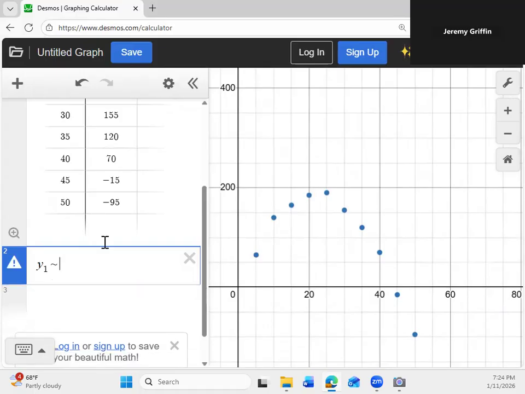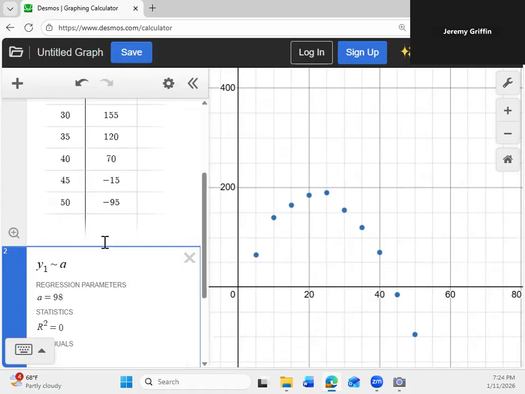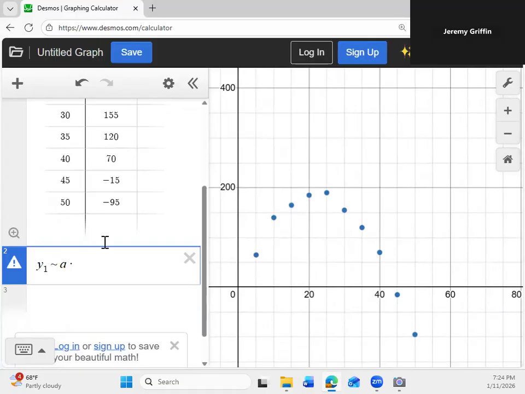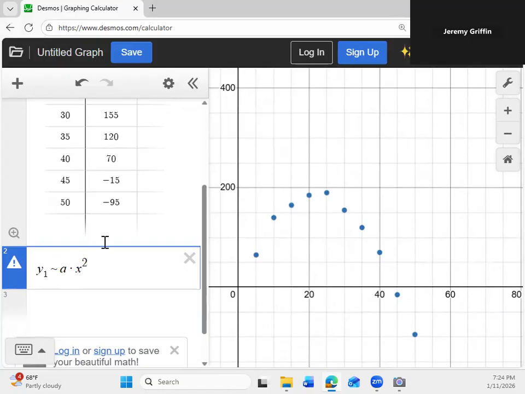So yeah, shift tilde. Okay. Now there could also be some vertical stretch factor, so I'll represent that with a and let Desmos tell me what a is. And then multiplied by, if it's an upside down parabola, well, the fact that it's some kind of parabola, I need to have x to the power of 2, x squared, right?